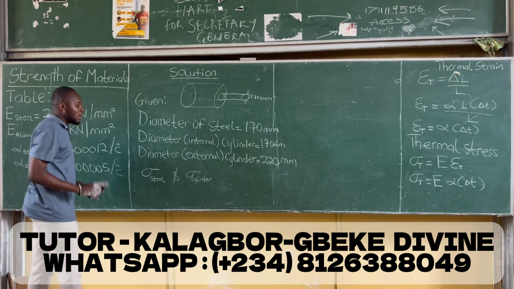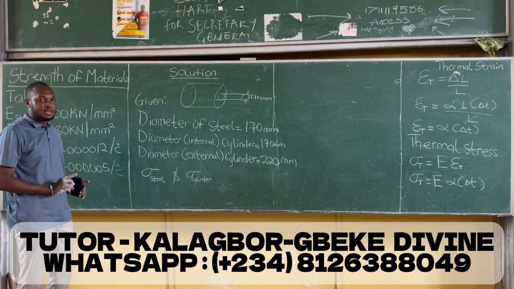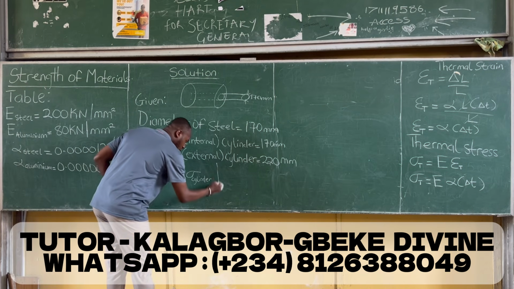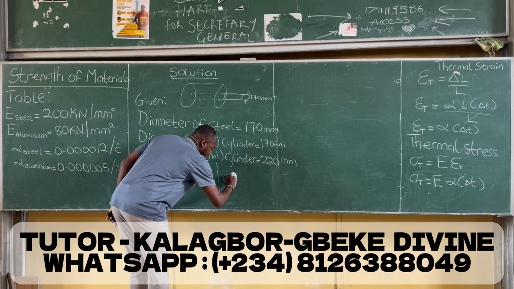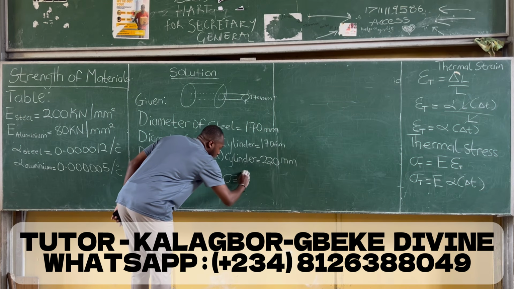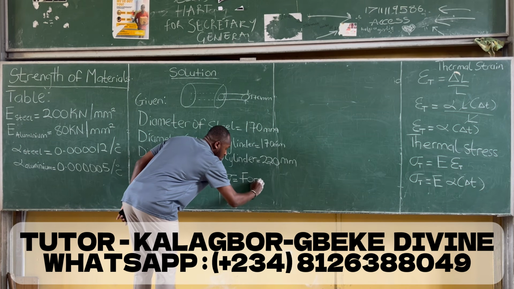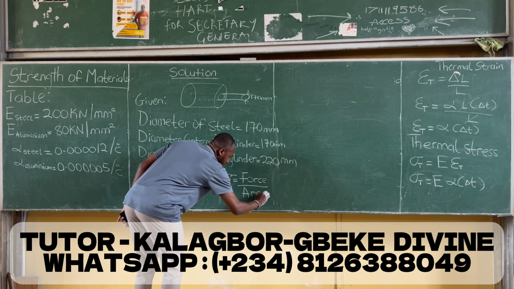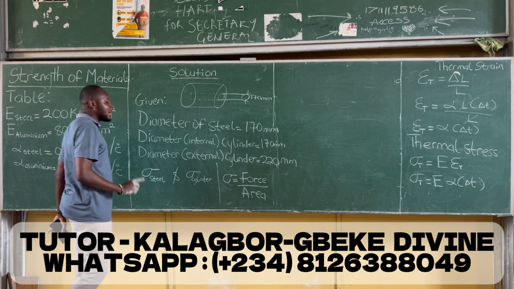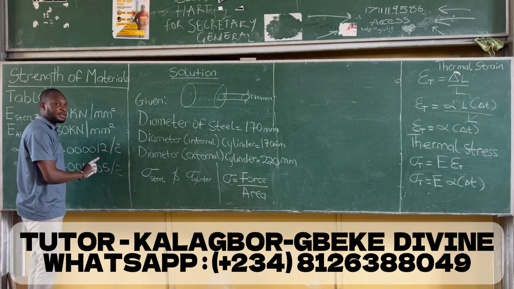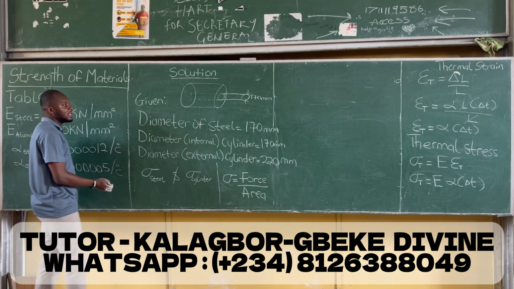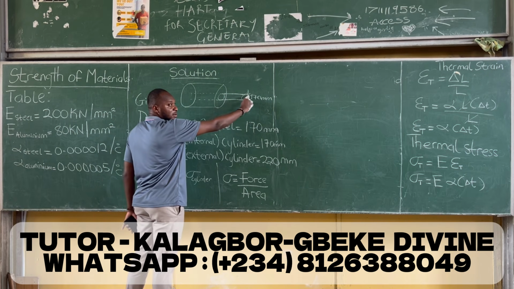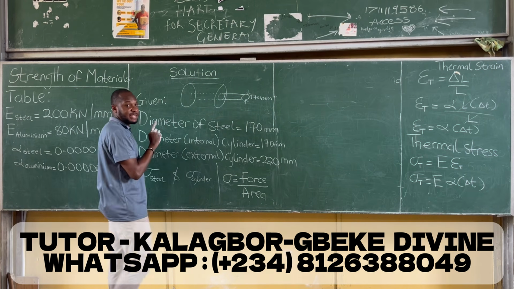But we know from our stress formula that stress is equal to force over area, right? Yes. Now, the area of the steel is different from the area of the cylinder. So you are aware? Yes. The cylinder is everything here, while the steel is just this one. So their shapes are different, their sizes are different.